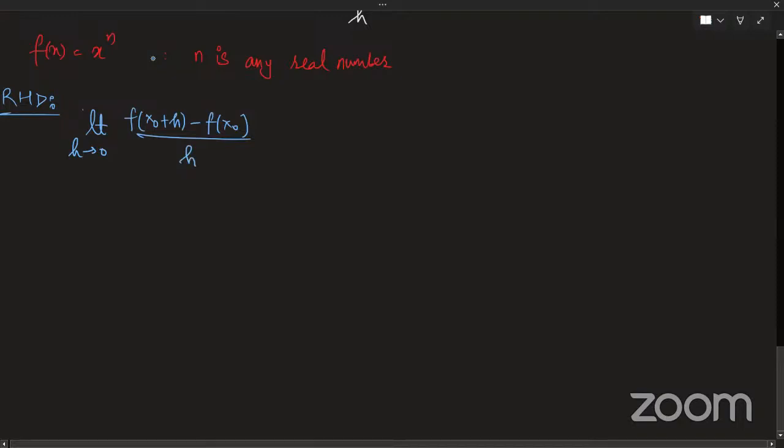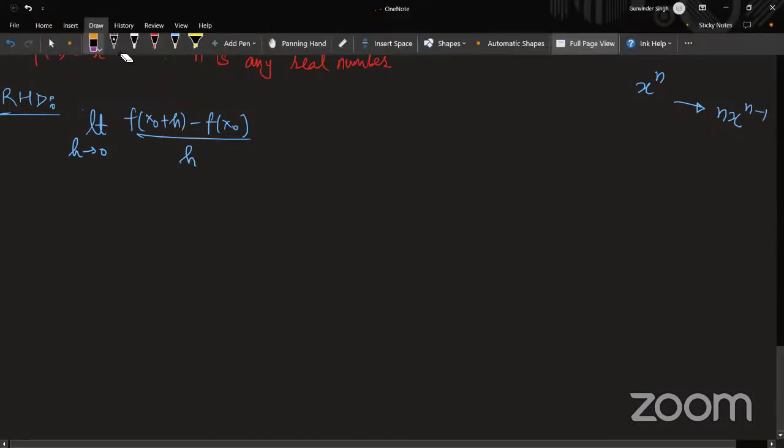So obviously, you know what is the derivative of this thing. What is the derivative of x raised to n? It is n into x raised to n minus 1. Okay, great. So this is what we will be proving today.